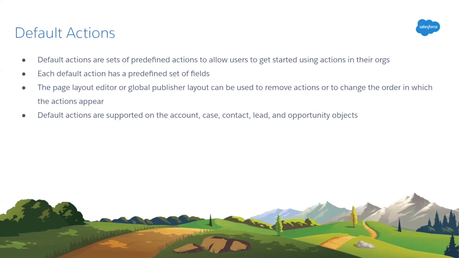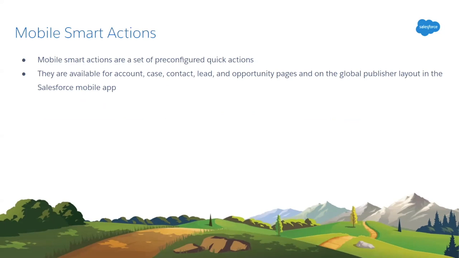The default actions are the predefined set of fields on the different page layouts. And they're supported on the standard list of record detail pages, the account, case, etc. And then there are mobile applications, more specifically, they are for the account, case, contact, lead, and opportunity.